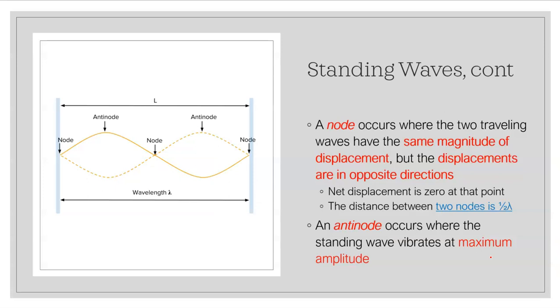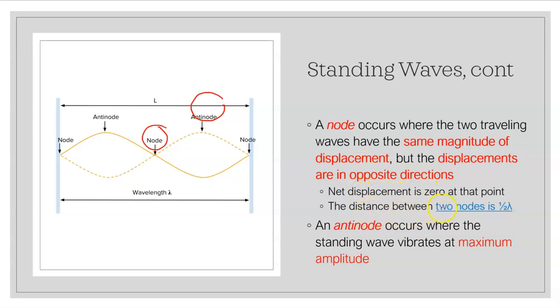Okay. In standing wave, the terms consist of two important terms, which is knot and also anti-knot. Okay, what is knot and what is anti-knot? A knot occurs when the two traveling waves have the same magnitude of the displacement, but the displacements are in opposite direction. Okay, di mana knot itu terletak? Knot itu terletak pada hujung ataupun pada di mana yang berlakunya pertukaran di antara wave tersebut. Net displacement is zero at the point. Okay, knot ini dia mempunyai net displacement zero.